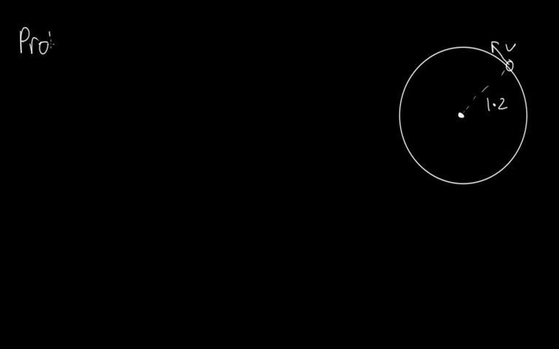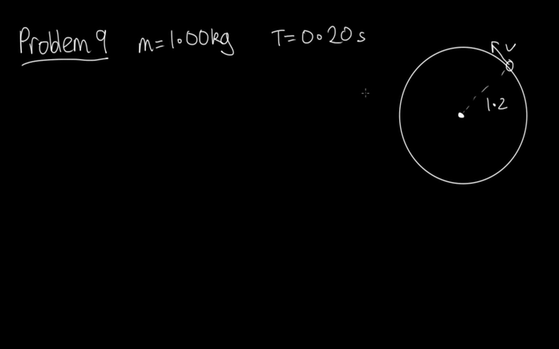Problem 9. In this problem, we have a 1 kilogram mass, and we're told that it travels around a circular path with a radius of 1.2 meters. The period of the motion is 0.20 seconds.